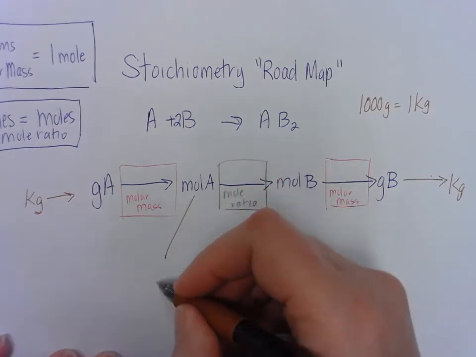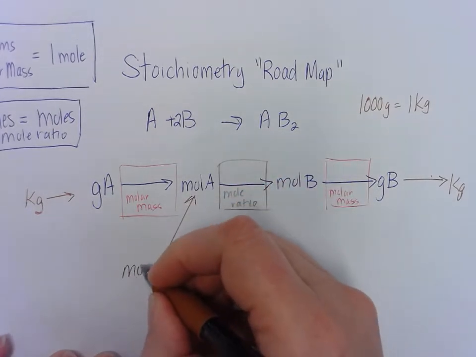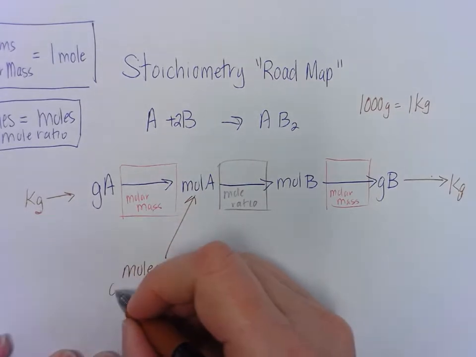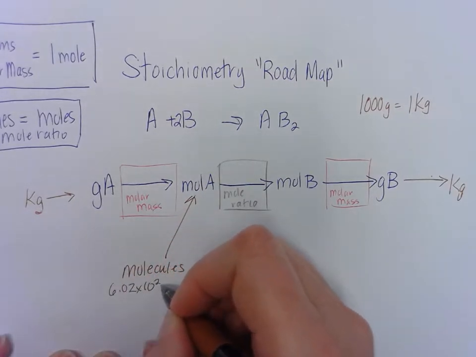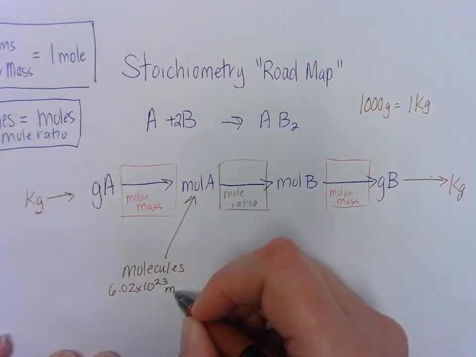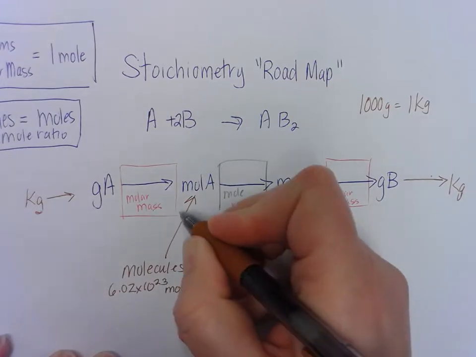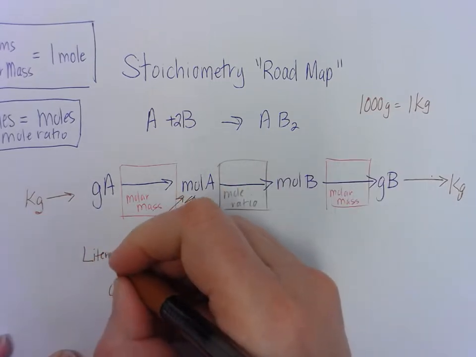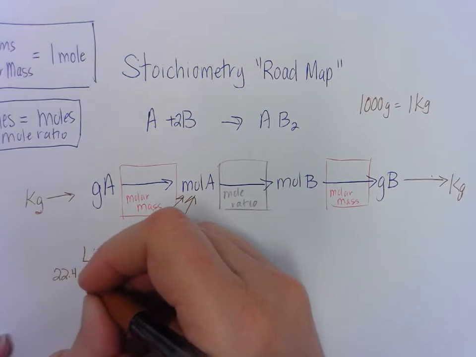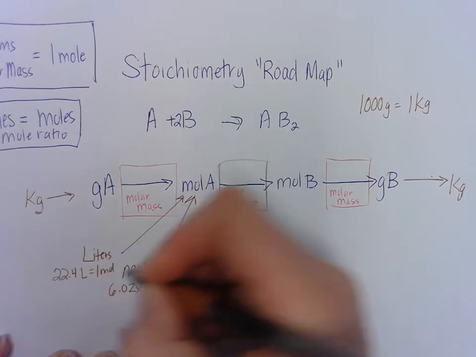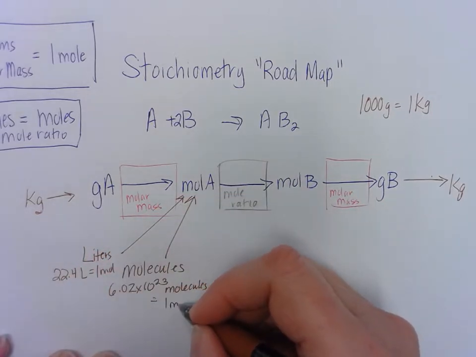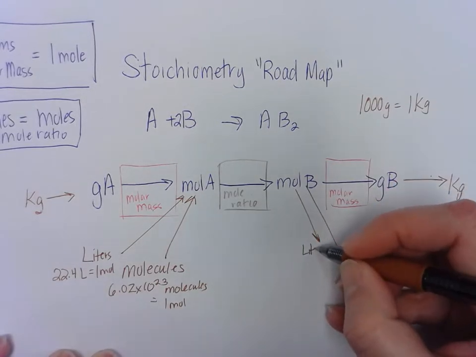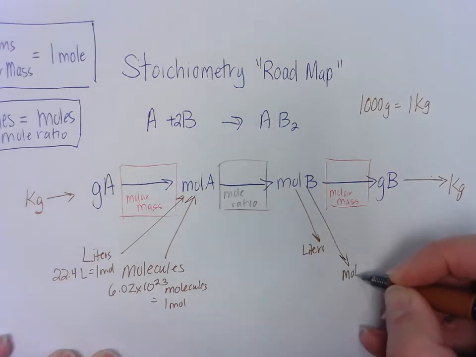Another thing is they could give you molecules. And while we haven't used the molecule number in a long time, it is 6.02 times 10 to the 23rd particles, so this would be molecules. We could also be given liters, and that's 22.4 liters equals 1 mole. This also equals 1 mole. And the same could be said here. You could be ending at liters, or you could be ending at molecules.